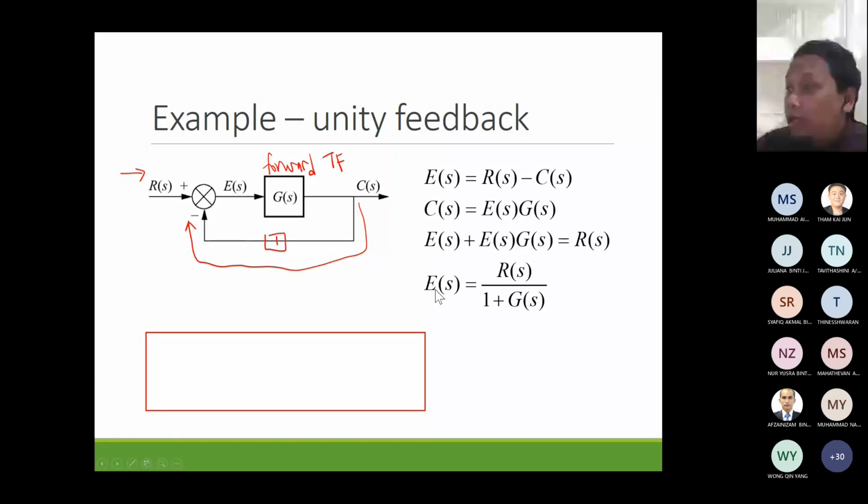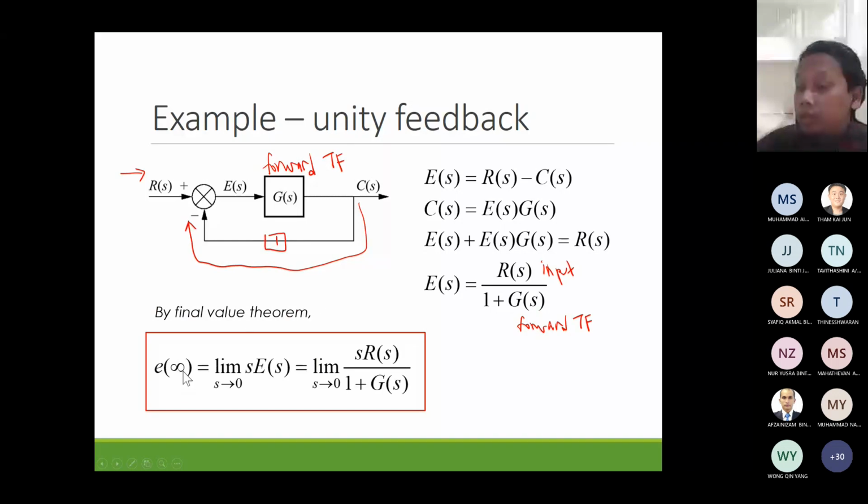So here the error depends on the input R, and on this forward transfer function. It only depends on these two, the input and the forward transfer function. So using the final value theorem that I showed earlier, the steady state error is the limit as s approaches 0 of s times E(s), which equals the limit as s approaches 0 of s R over 1 plus G. So this is how you can find the steady state error for a unity feedback system.